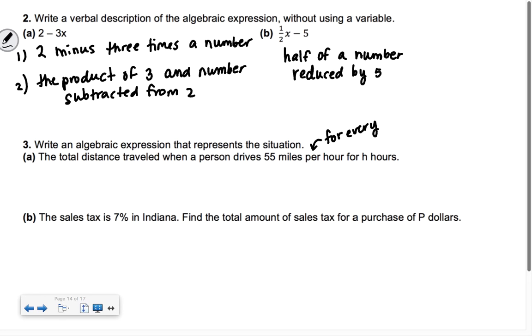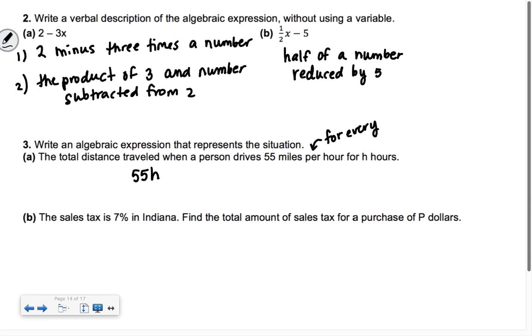So when you say, oh, we go 55 miles for every single hour, right? That means after 2 hours, you go 55 times 2. After 3 hours, you go 55 times 3, right? So after h hours, how far do we go? 55 times h. That's it. So the distance is equal to your rate times time. So we went 55 miles per hour for h hours. So 55h.